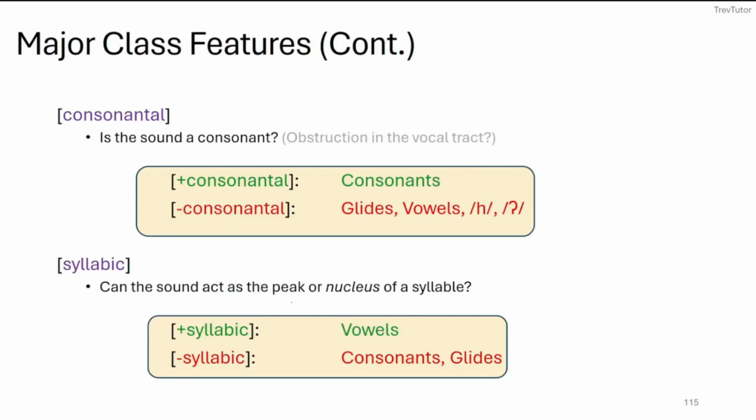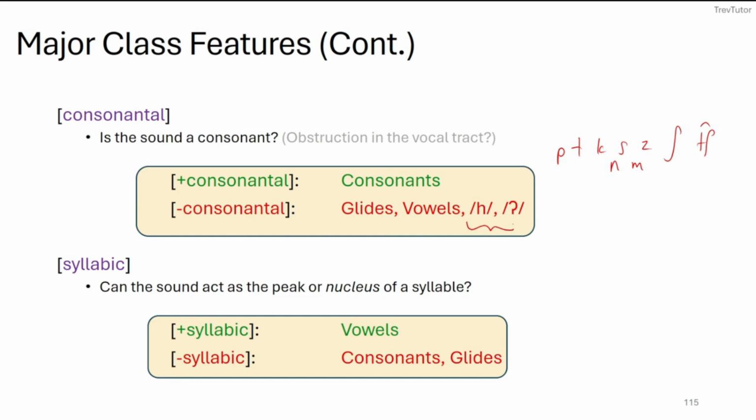So there's a few major class features. One is consonantal, and this just asks, is there obstruction in the vocal tract? So is the sound a consonant? That's the question you can ask. So plus consonantal sounds are going to be consonants like P, T, K, S, Z, sh, and ch. Also nasals like N and M. And then sounds that are minus consonantal will be your glides, vowels, and sounds like h and the glottal stop. And that's because this obstruction, for H and the glottal stop, does not occur in the vocal tract, but occurs down in the glottis.